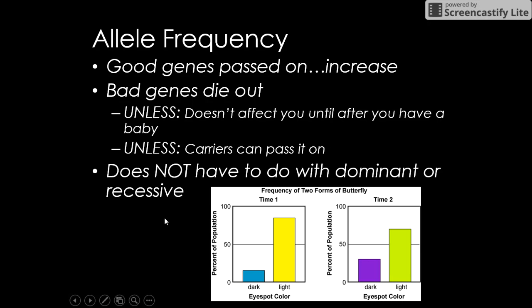to their offspring. This allele frequency does not have to do with dominant or recessive. A gene can never just decide that it wants to be dominant and not recessive anymore. This is more so just about how the genes fit into the environment.